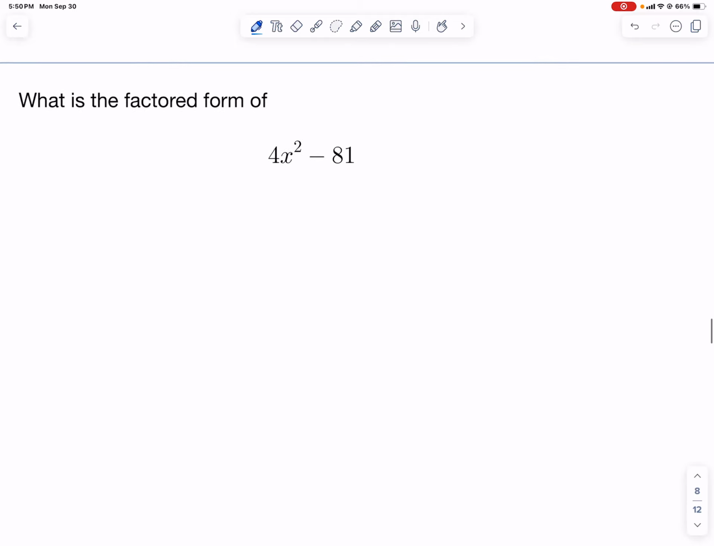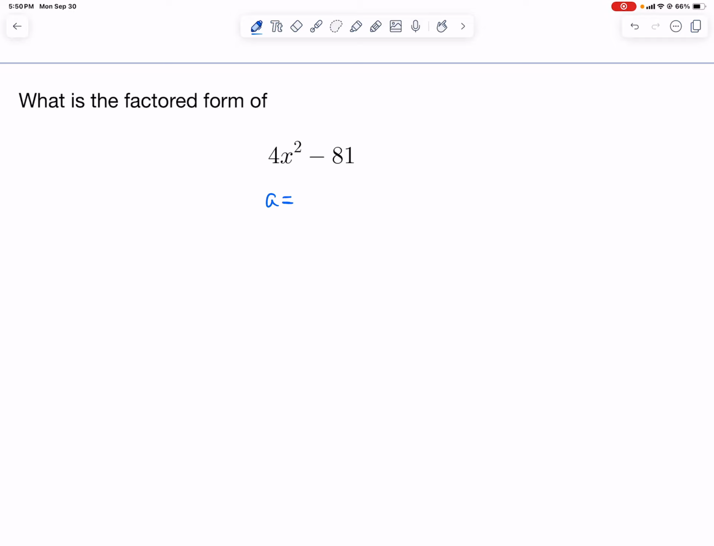So let's take a look at another example. What is the factor form of 4x squared minus 81? You'll notice that this is a perfect square. This is another perfect square, and this is the difference of 2 squares. So let's go ahead and identify our a.